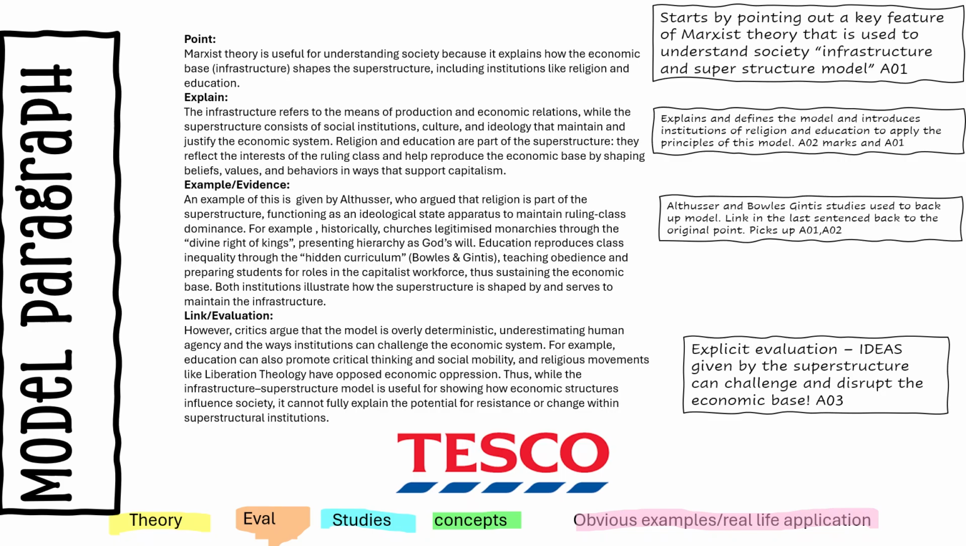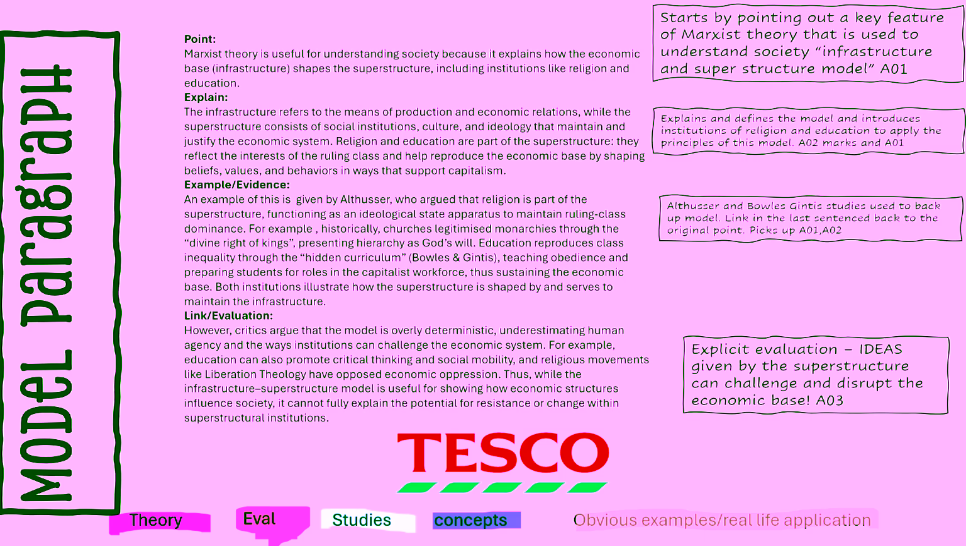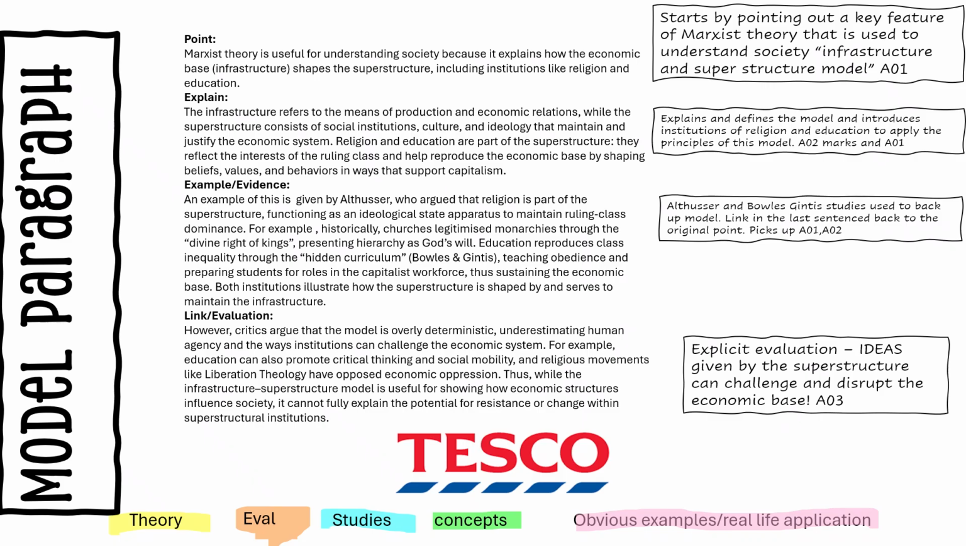Back it up with an example. How does religion actually do that? How does religion control our ideas to maintain and keep the ruling class on the top? So I'll put historically churches legitimated monarchies through the divine right of kings, presenting hierarchy as God's will. We can look at education as well. We don't have to just stick with religion here. I've put education reproduces class inequality through the hidden curriculum. So Bowles and Gintis looked at the hidden curriculum, if you remember. Teaching obedience, preparing students for roles in the capitalist workforce, sustaining the economic base. Both institutions illustrate how the superstructure is shaped by and serves to maintain the infrastructure.